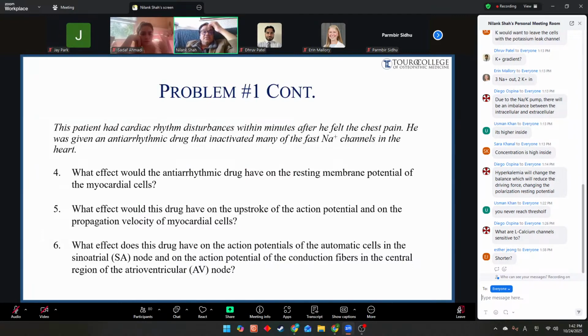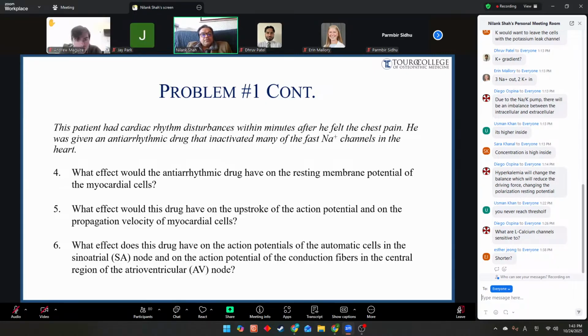Who can read this stem now? This part of the stem. Someone. Yes, Andrew. Oh, thank you.